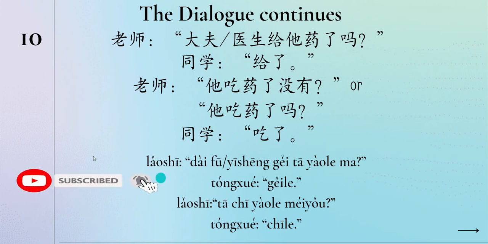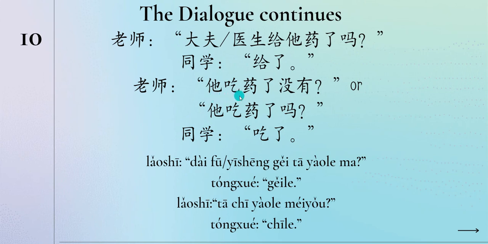So here you can see the dialogue continues, and 老师, here you can see two words, separated by the oblique. This one is written as 大夫, where 大 is read as 'dai' here, in 'daifu', or 医生, doctor. 给他药了吗, 大夫医生给他药了吗. Here 给 means to give, 他 means he, 药 means medicine, 了. So did the doctor give medicine to Harry? Ma is a question-asking particle. 同学给了, given. Okay, or you can simply say yes.